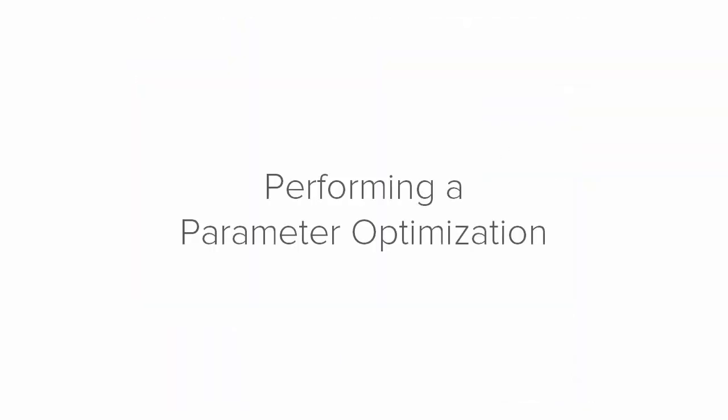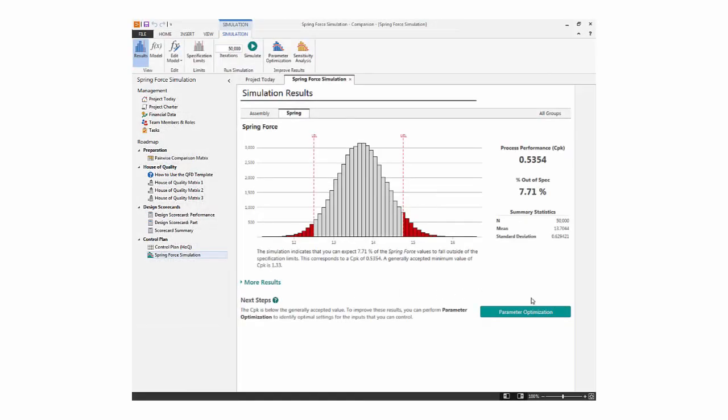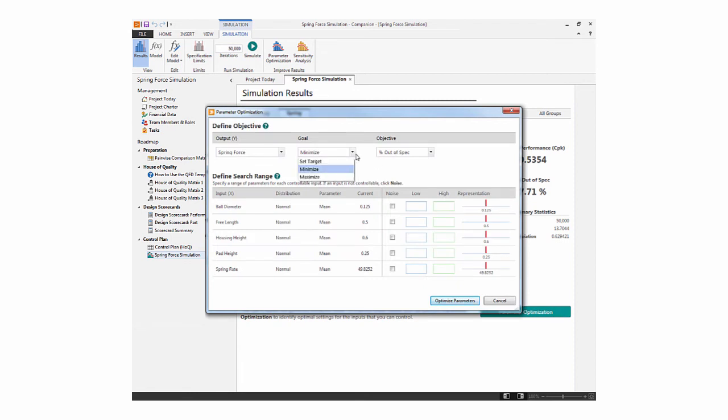Now let's look at how Companion handles parameter optimization. Parameter optimization identifies settings for the controllable inputs that can improve your process, depending on your goal. First, define your goal, such as to target a particular mean value, to minimize percent out of spec, or DPMO, or to maximize CPK.